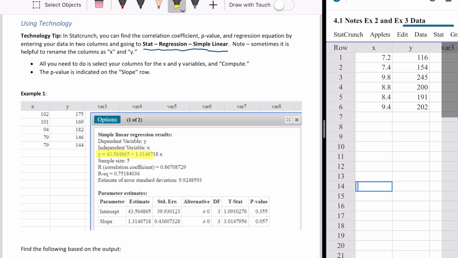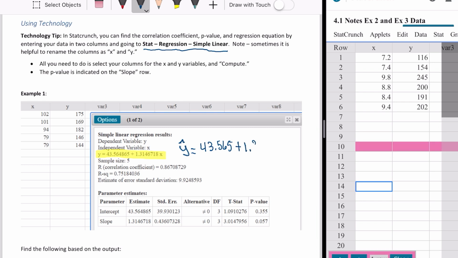So that's the regression equation. Can we write it out so that it can be seen? Yeah, so this is going to be Y hat equals, and we put a little hat on there because that's a predicted value of Y based on sample data. I'm going to round this a little bit: 43.565, that's my Y-intercept, plus 1.315x.